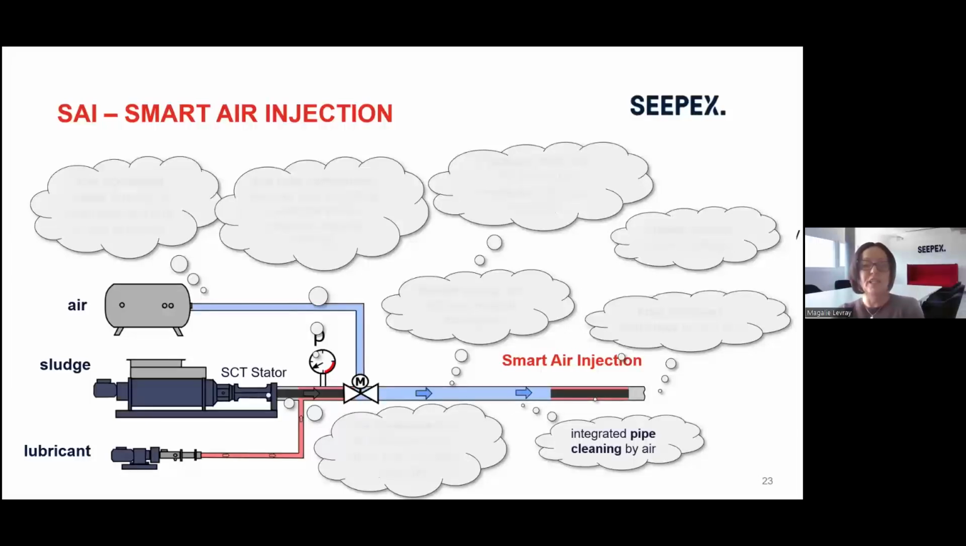Integrated pipe cleaning by air with no additional cost. That is the way the smart air injection technology works. And that means that we can fully clean the pipe and therefore avoid any issues with cloggings, whether the tailings dried or froze in the discharge pipe. And a low footprint for the pump.